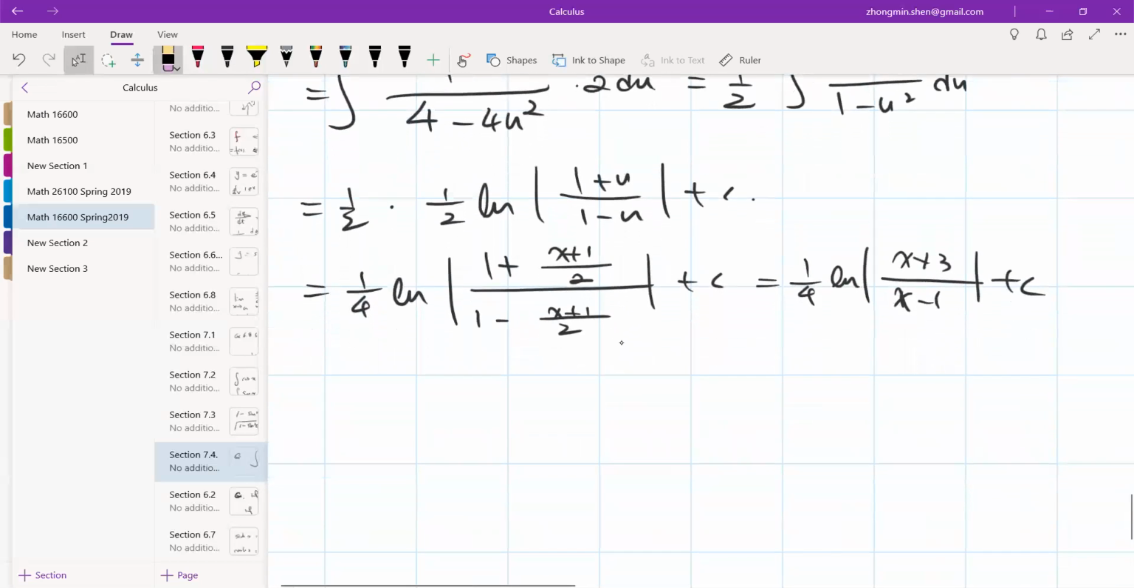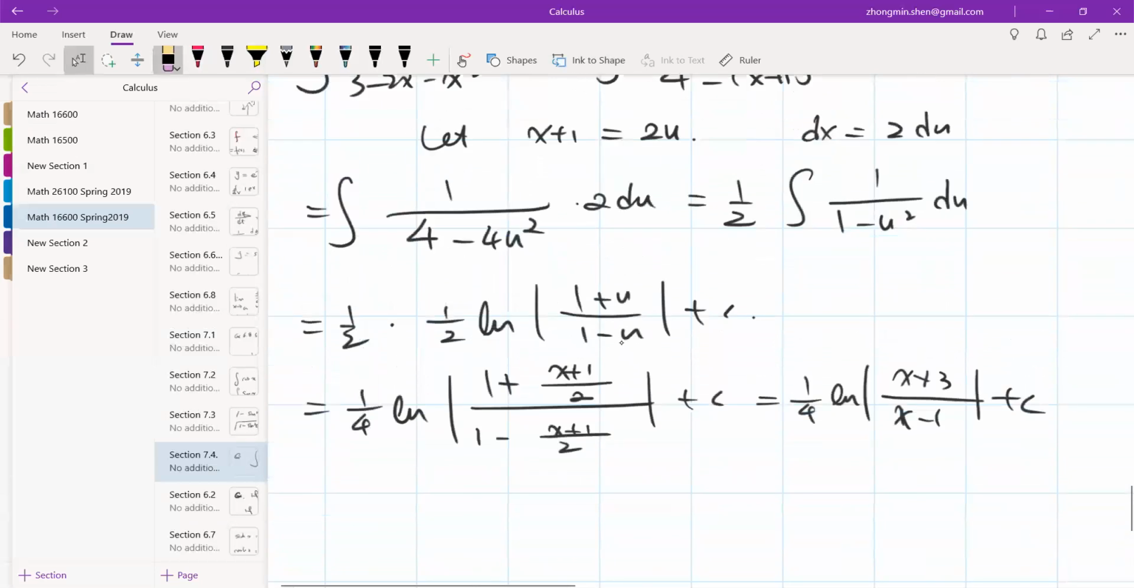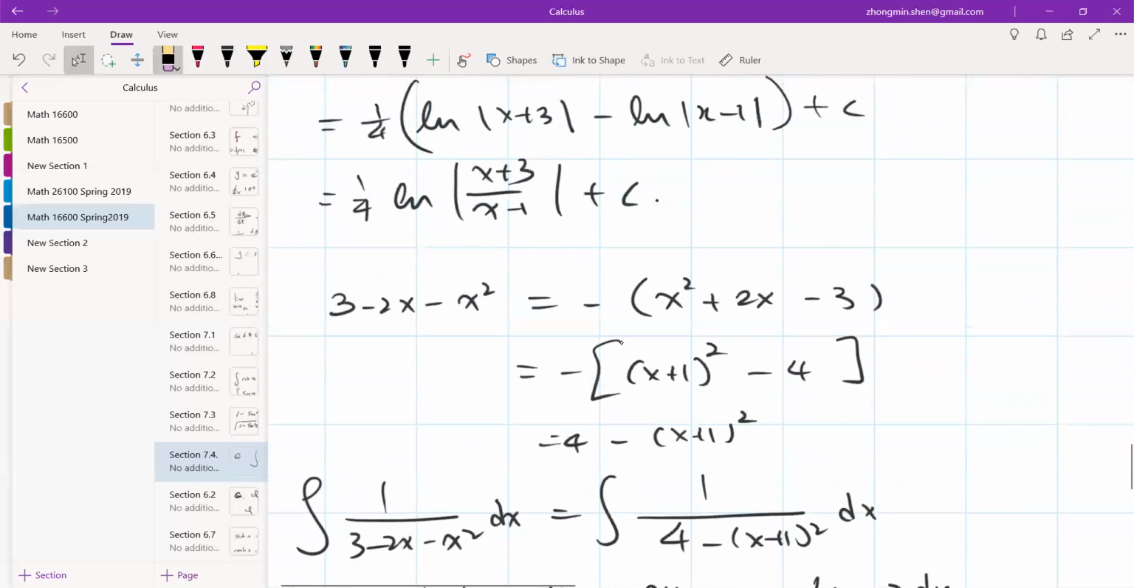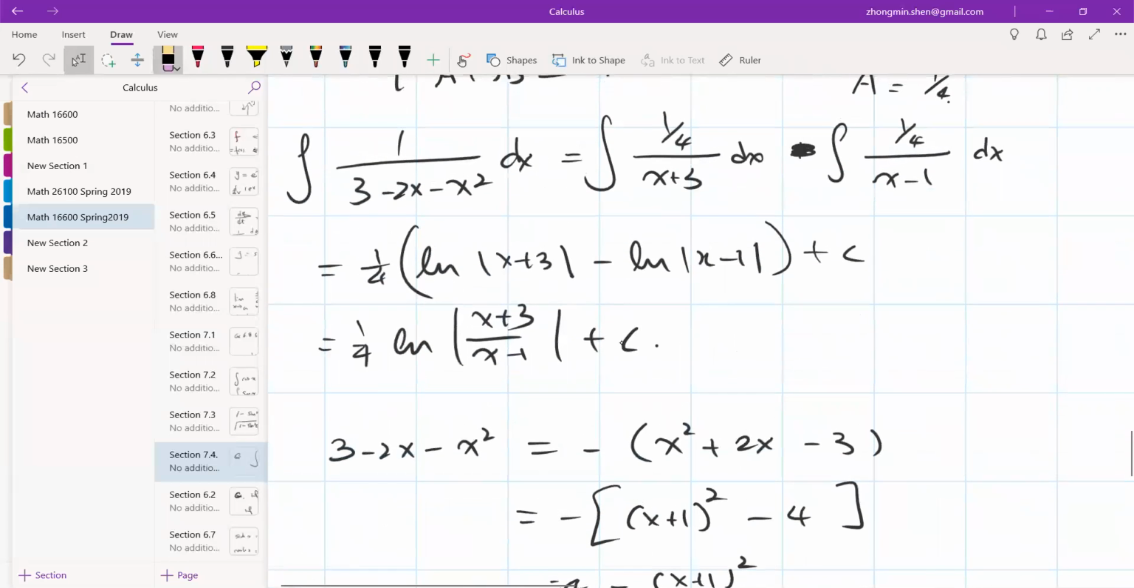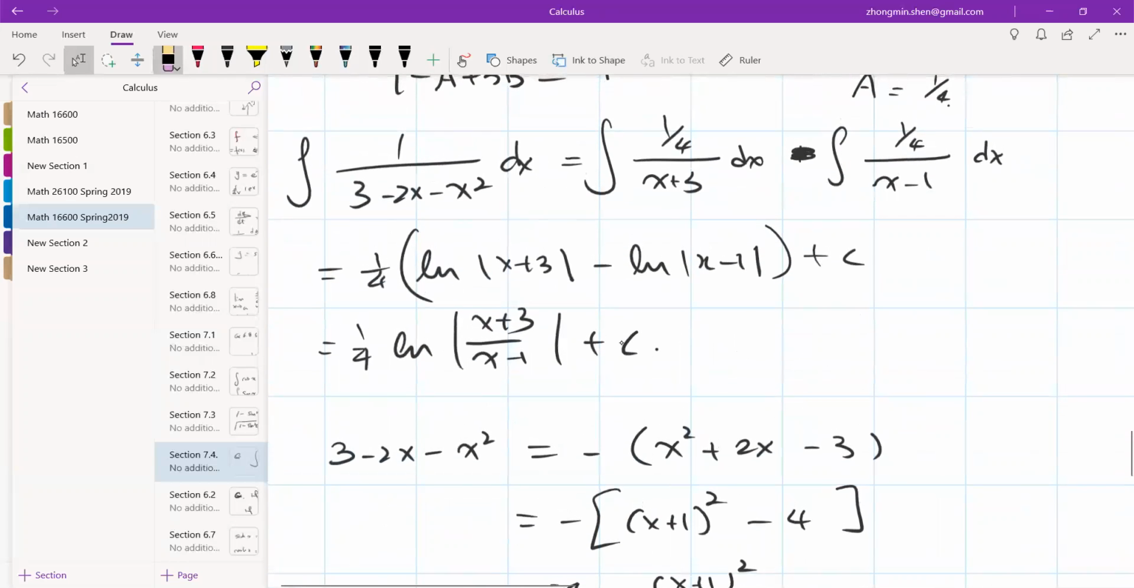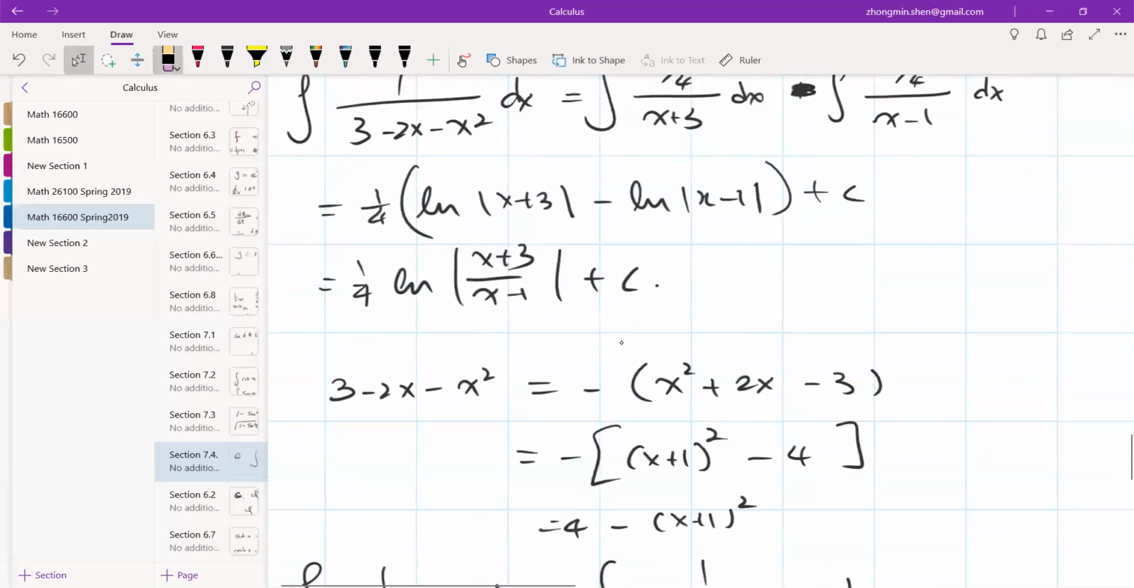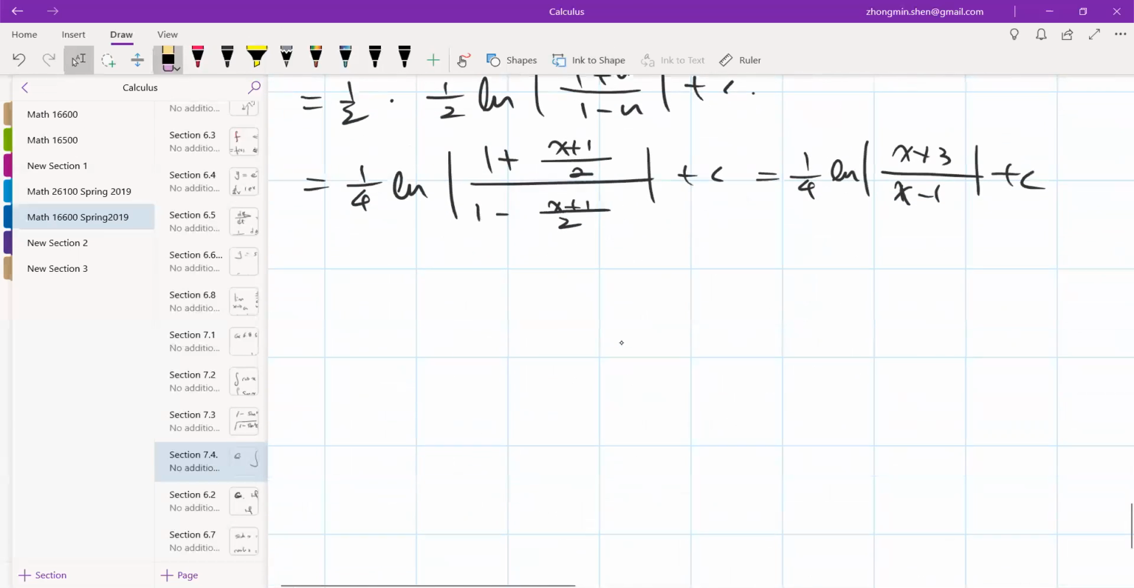But if I modify the problem a little bit, the numerator, this is just 1, right? I put x plus 1 there. Then you have 1 over 3 minus 2x minus x squared dx. Or you can put x plus 2. Really doesn't matter, right? So now there's a small change.